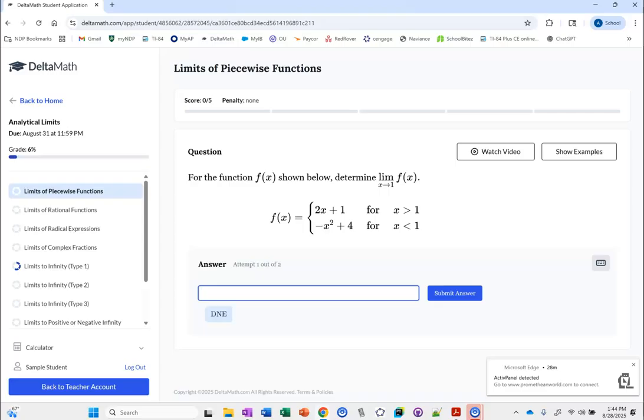Since both pieces are polynomials, I can evaluate the left-hand limit and right-hand limit just by using direct substitution. So I'm just going to plug 1 in here. When I plug 1 in, I get -1. And if I plug 1 in here, I get 3, right? So the left-hand limit equals the right-hand limit, which tells me the general limit is 3.